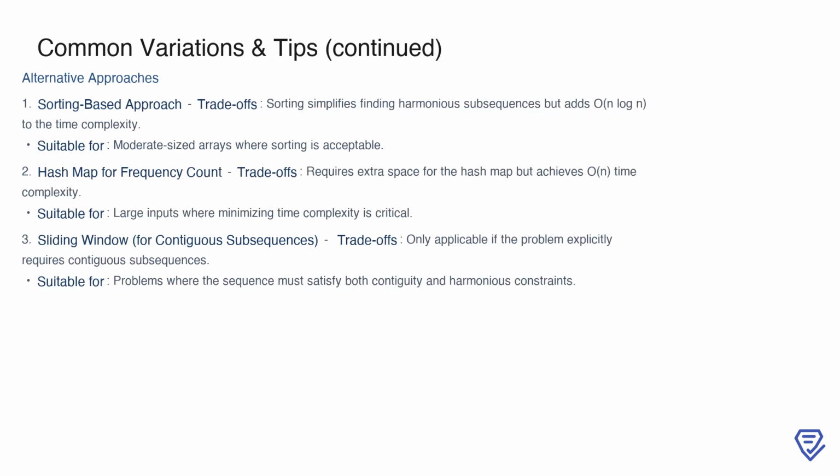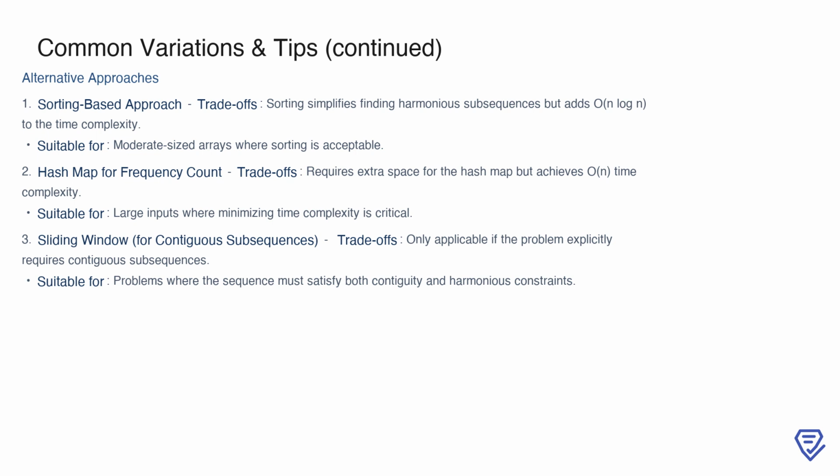Let's now explore some alternative approaches to solving the longest harmonious subsequence problem and the trade-offs associated with each. One common method is the sorting-based approach. Sorting simplifies the task of finding harmonious subsequences, as it ensures adjacent elements can be easily checked. However, this approach comes with the trade-off of adding O(n log n) to the time complexity, making it more suitable for moderate-sized arrays where this overhead is acceptable.